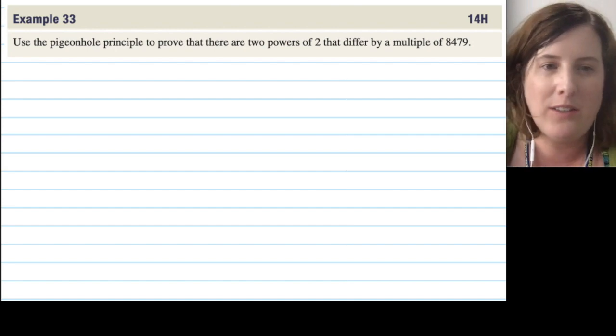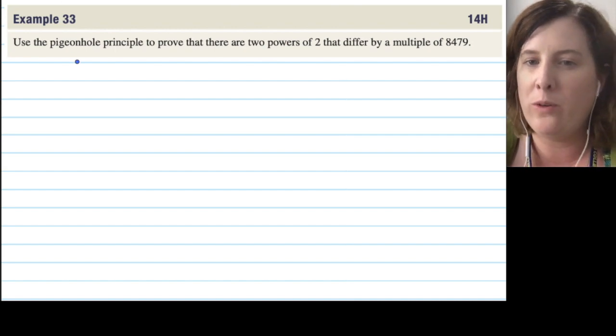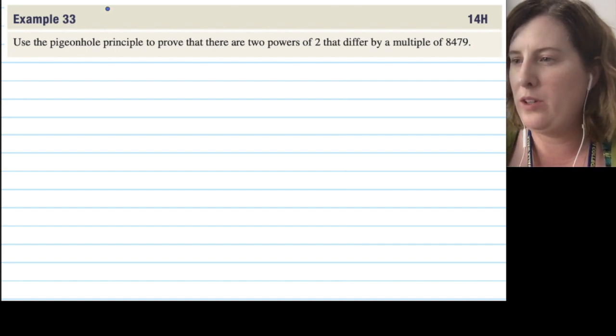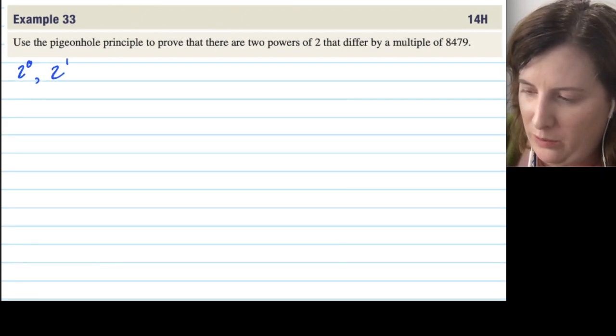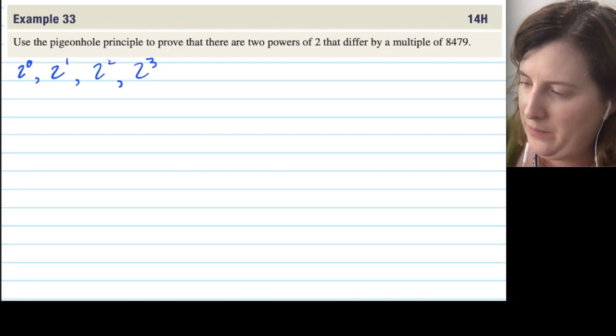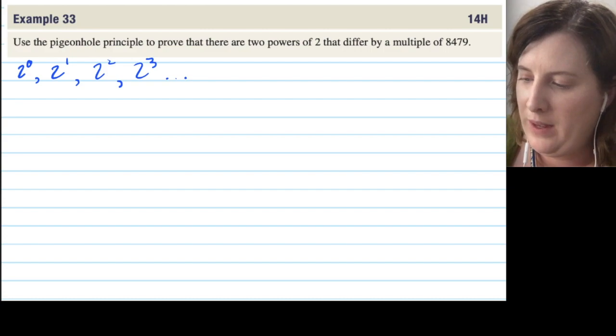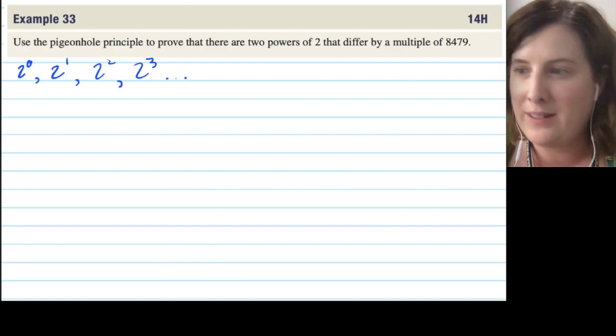8,479. So if we were to list out all the powers of 2, so if we have like 2 to the 0, 2 to the 1, 2 to the 2, 2 to the 3, and we have all of them. And then we looked at their remainders.